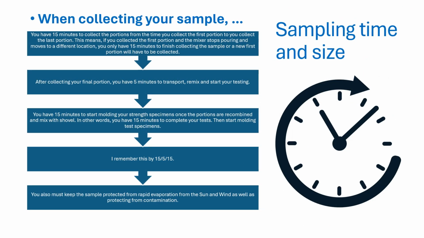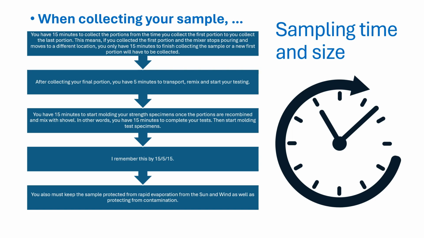Sample time and size. When collecting your sample, you have 15 minutes to collect the portions, from the time you collect the first portion until you collect the last portion. This means if you collected the first portion and the mixer stops pouring and moves to a different location, you only have 15 minutes to collect the sample, or you have to collect a new first portion of your sample.